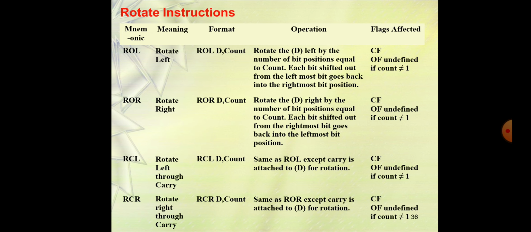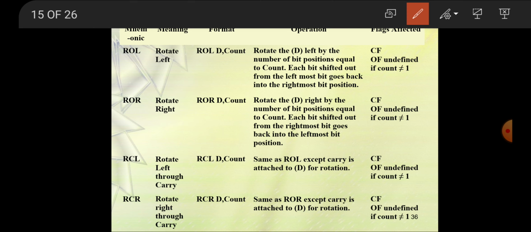Now the rotate instructions. All these are nothing but shift instructions, and now the rotate instructions. First ROL, that is rotate left, and the format is ROL D comma count. It rotates D left by the number of bit positions equal to the count, and each bit shifted out from the leftmost bit goes back into the rightmost bit position. So it is like a circular shift.